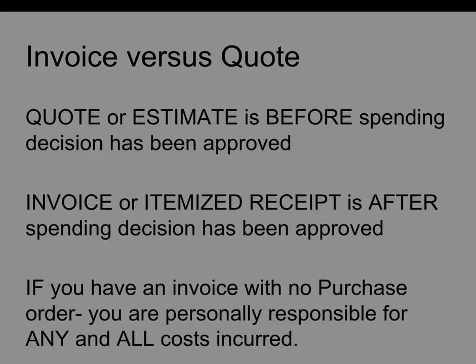Invoices or itemized receipts are something you get or turn in after you get a spending decision. Now remember, the money belongs to the students. So if you get an invoice before a spending decision has been approved, we're going to deny your reimbursement or payment. We need to see a quote or estimate before the spending decision and an invoice or itemized receipt after. That's why those words are capitalized.